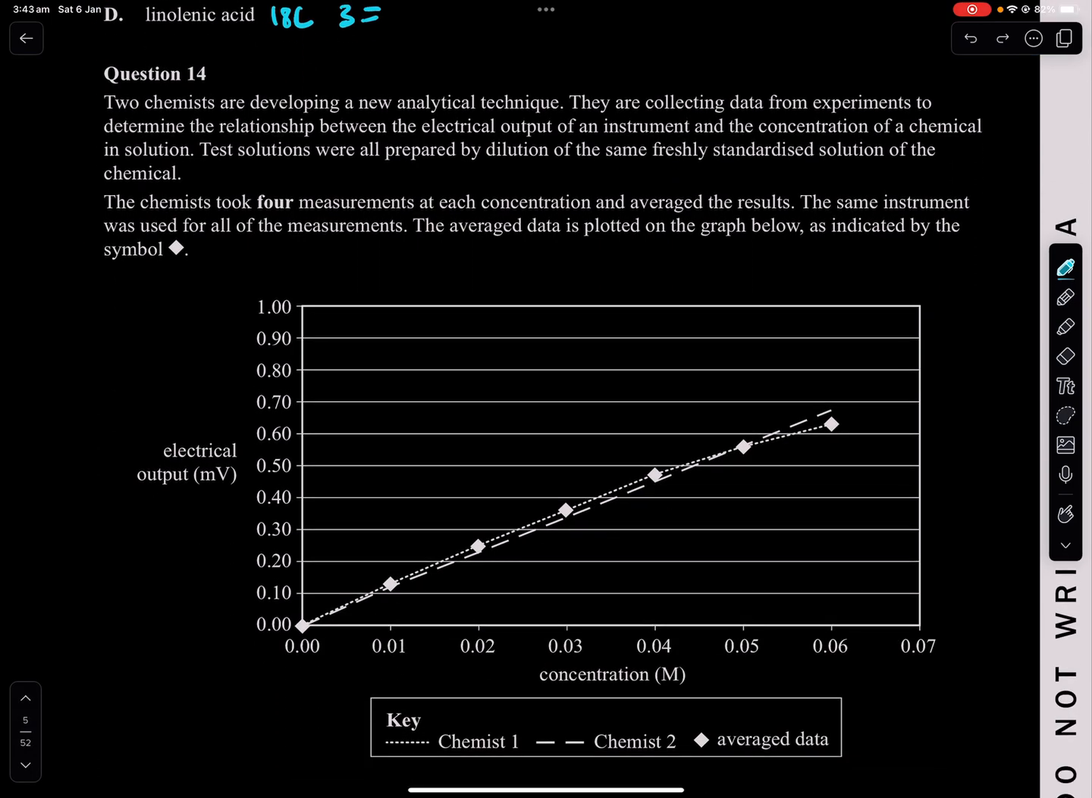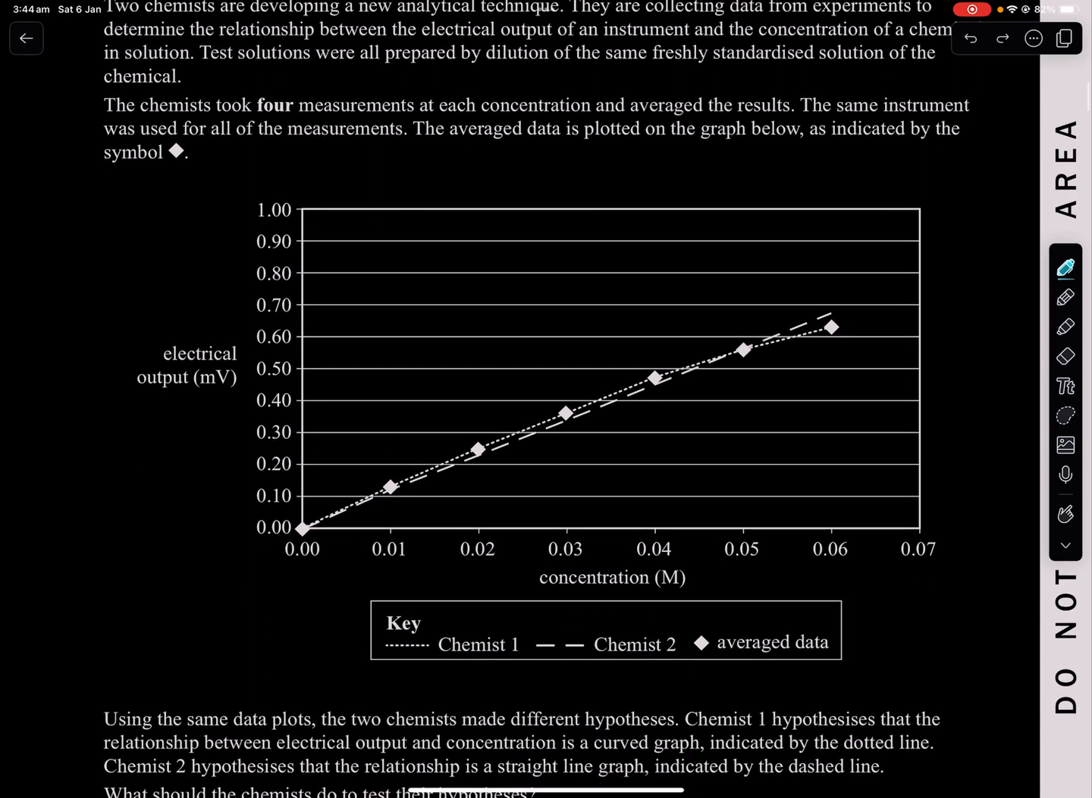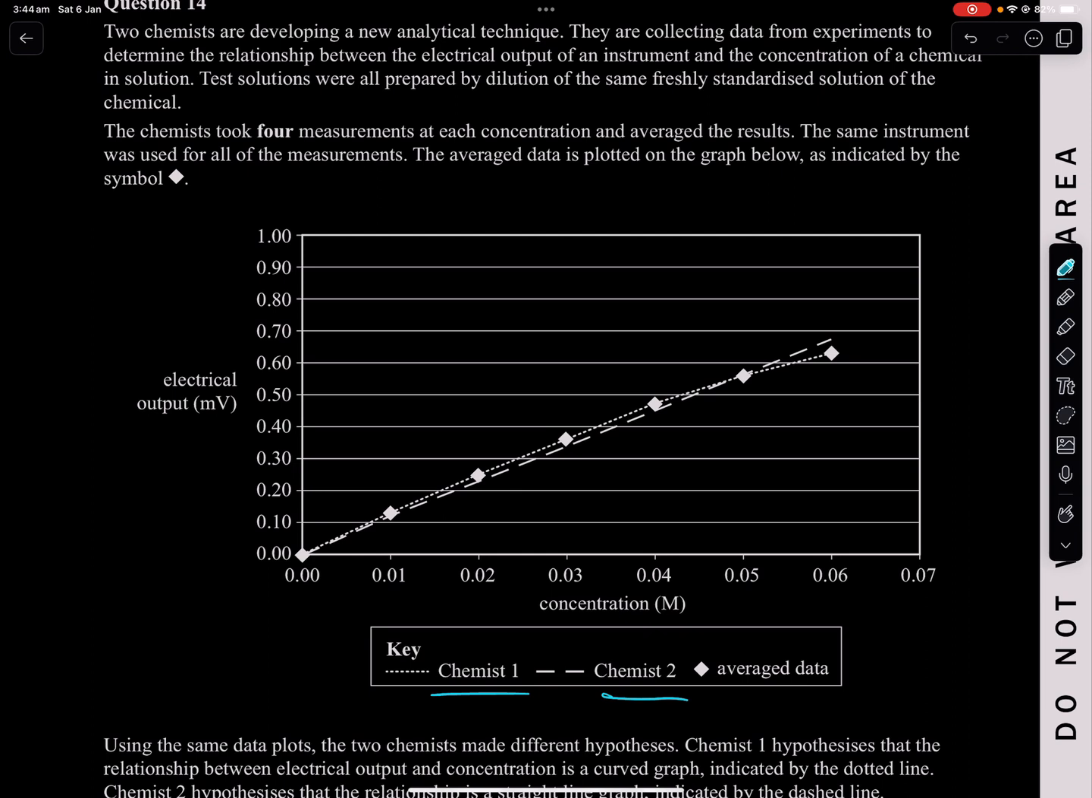Question 14. 2 chemists are developing a new analytical technique. They are collecting data from experiments to determine the relationship between the electrical output of an instrument and the concentration of chemical in a solution. Test solutions were all prepared by dilution of the same freshly standardized solution of the chemical. The chemists took 4 measurements at each concentration and averaged those results. The same instrument was used for all the measurements. The average data is plotted on the graph below as indicated by this symbol. Okay, so that's chemist 1, chemist 2, and the average data. Okay, and this is electrical output, and that's the concentration.